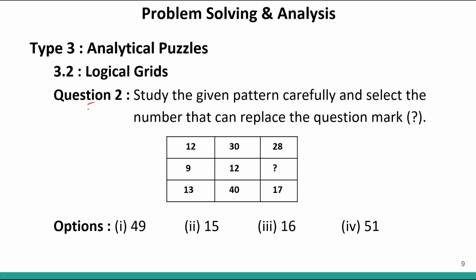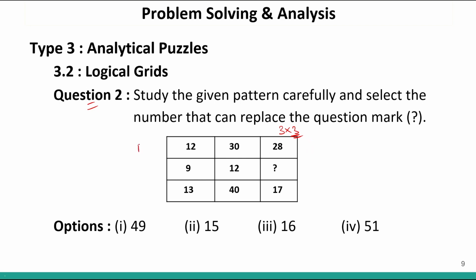Now question number 2. This pattern is given to us. This is again a 3 into 3 type of grid. Okay. So now here I cannot see a big number. Let's see. 12, 30, 28, 9, 12 where we have to find out the missing element, and 13, 40, 17. Neither this row is big. Neither this row is big. All the numbers are comparable. All the numbers are equal to each other almost. Like 30, 40, 12. Not much of a difference. So maybe we are doing something to get a same output in each row.